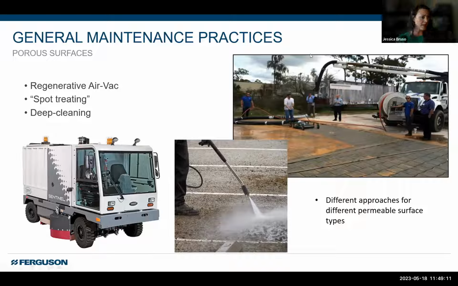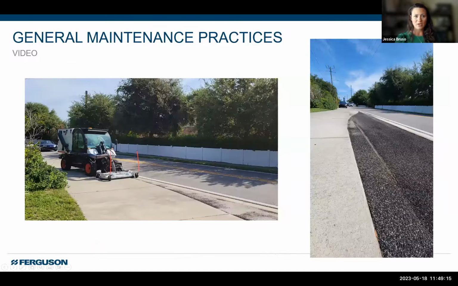And I'm actually going to switch back just to my video. I do have a video here of one type of vac, a regenerative air vac that also uses water. So I'll show you this. This is one of those that would be great for regular maintenance. This was an example that was done in Cape Canaveral. It's kind of a porous asphalt, but more of an aggregate. It's called a FlexiPave.